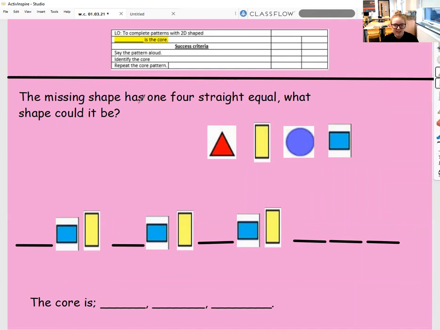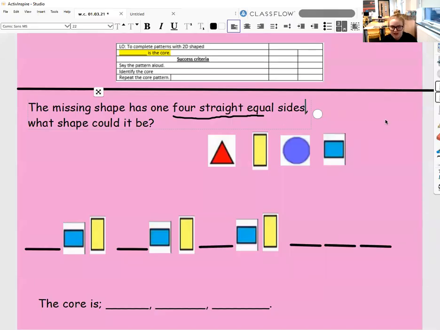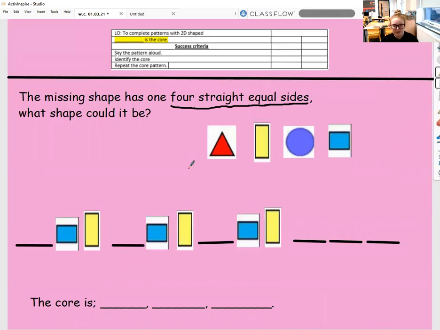Fantastic, okay. So the missing shape has 4 straight equal sides. What shape could it be? Well, let's have a look at our shapes. My triangle has 3 straight sides. Is it a triangle? No. My rectangle has 1, 2, 3, 4 straight sides, but they are not equal. Is it a rectangle? No.